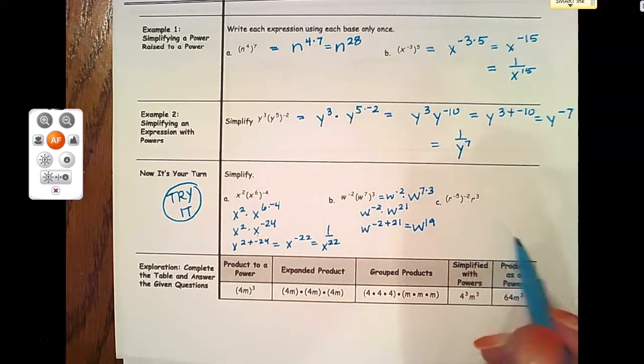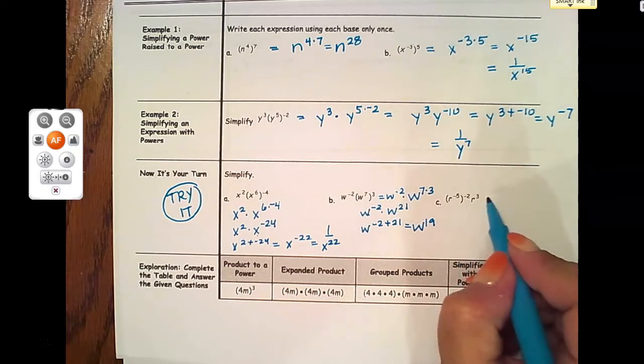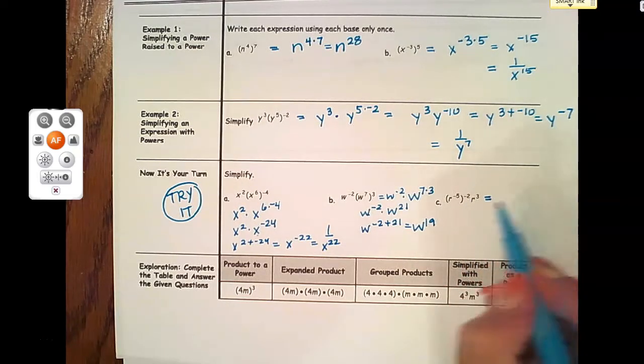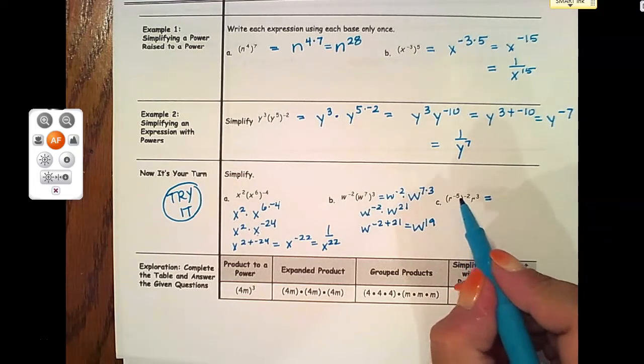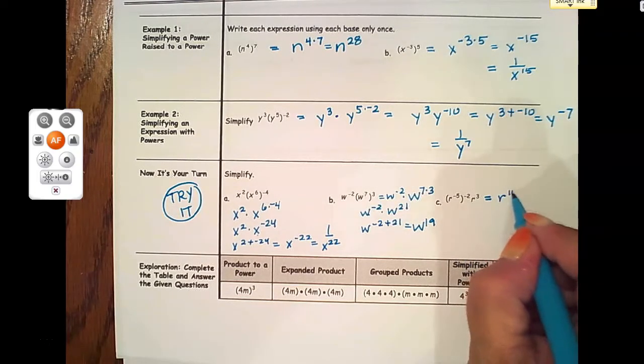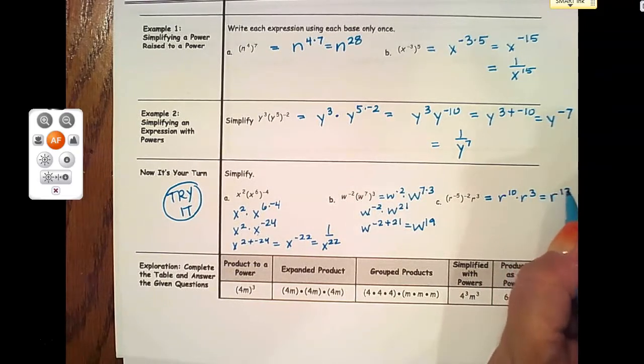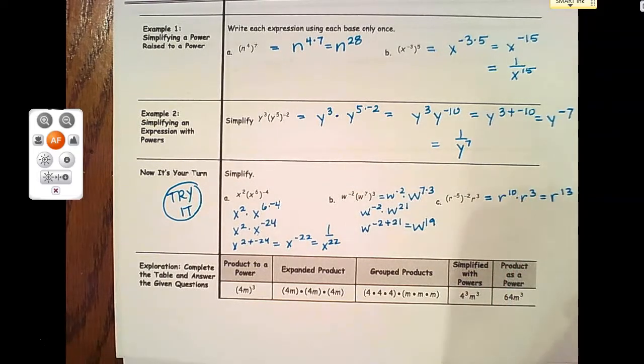And the last one, power to a power, so I multiply, and eventually I want you guys multiplying these things in your head. We've got r to the negative 5 times negative 2, which is r to the 10th, times r to the 3rd, r to the 13th altogether, and that's my final answer.